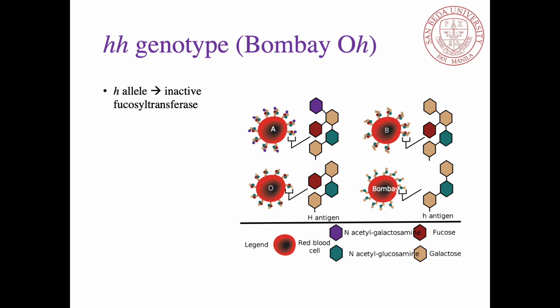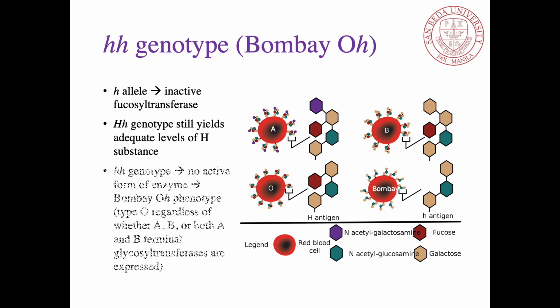For that matter, individuals who have the uppercase H, lowercase h genotype are still able to yield adequate levels of H substance because they are still able to encode functional fucosyl transferase enzyme. It is a different story, however, if an individual has both problematic alleles to the H gene, as I described earlier on in this slide.